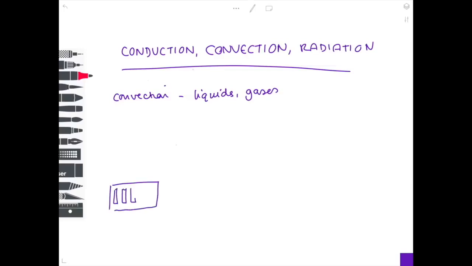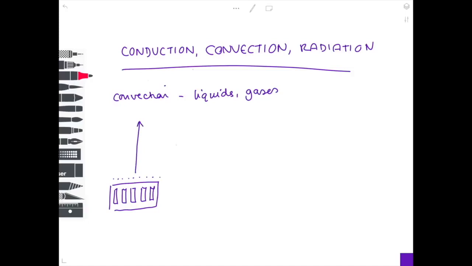Now my wonderful drawing comes out. So here's our rubbish radiator, and it's nice and hot because it's got hot water flowing through it. And what happens is that heat causes particles of air above the radiator here to gain kinetic energy. Now, because they've gained kinetic energy, the air expands, which means that the particles occupy more space. Now, because they're occupying more space, it means that they become less dense, so they rise up to here.